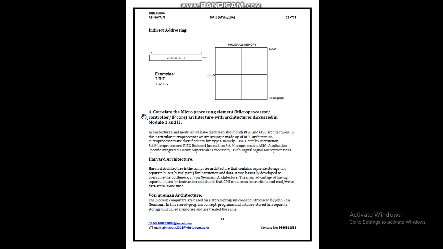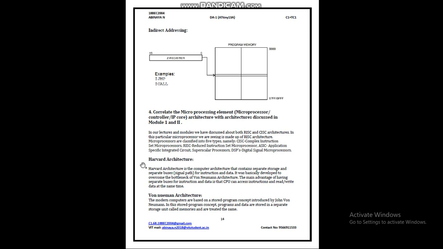In the fourth question, they have asked us to correlate the microprocessing element that I have chosen with the architectures discussed in our curriculum, that is from module 1 and module 2. In our lectures and modules, we have discussed both RISC and CISC architecture, and basically the microprocessing element that I have chosen is based on RISC architecture.